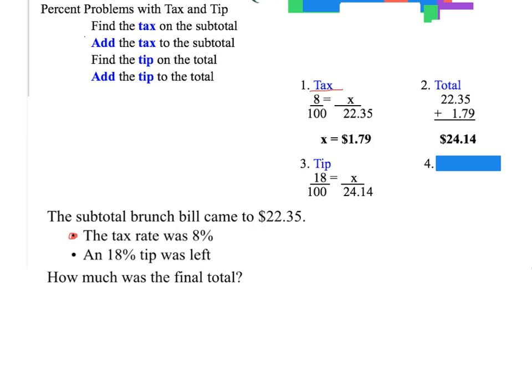So your proportion should have been our percent over 100, X over our total bill, and you should have gotten $4.35 for the tip. And our very last step, we're going to find the final total by adding the tip onto the bill. So we will do $24.14 plus our tip and get a final total of $28.49 that was spent at the brunch. Again, tax and tip, we're adding both times.